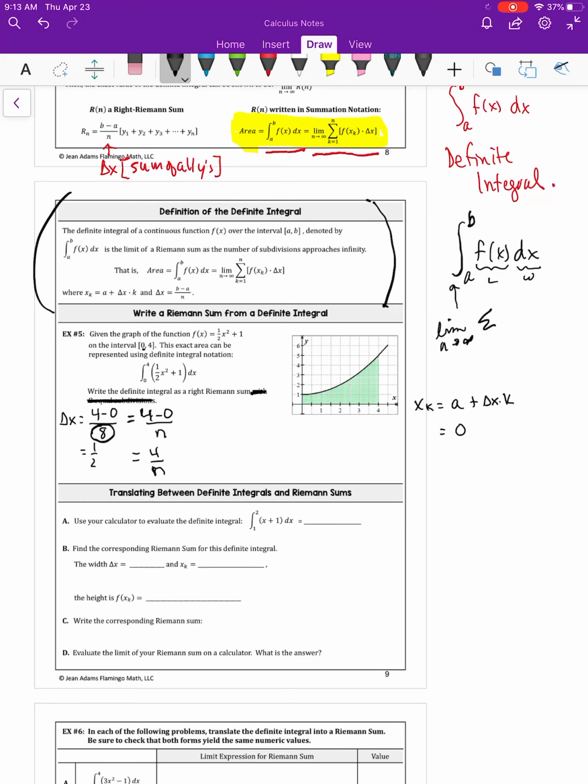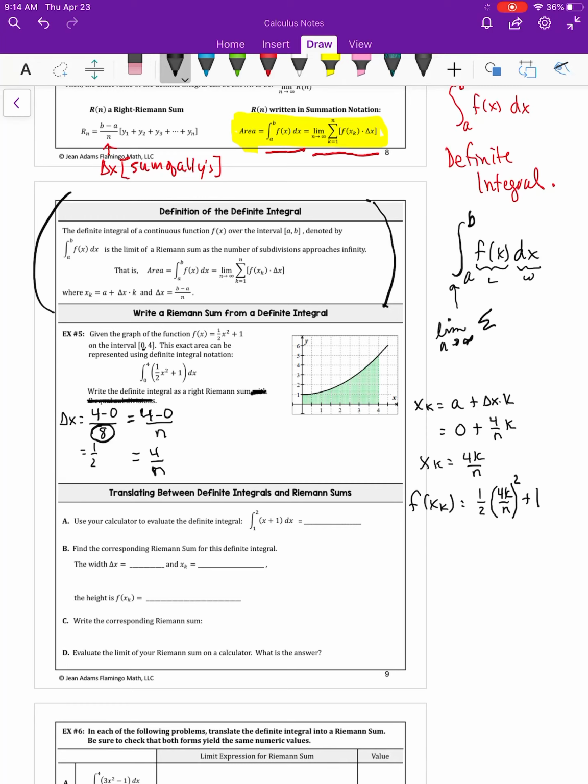So we needed that. Now we need our x sub k. I'm just doing it over here because I want to write my Riemann sum right here in this spot. But my x sub k is a plus delta x times k. So my a is 0, right? Because that's the first number in your closed interval, plus 4 over n times k. So there's your x sub k. Your x sub k is 4k over n.